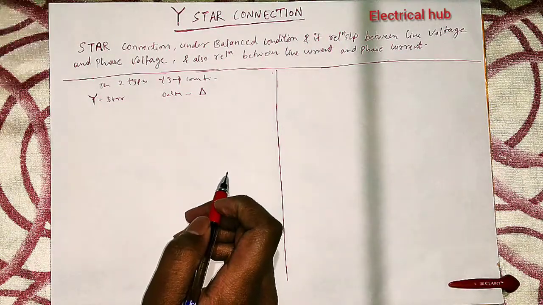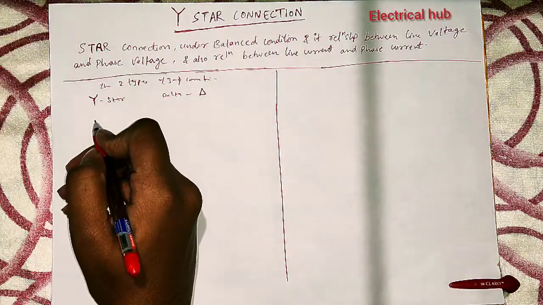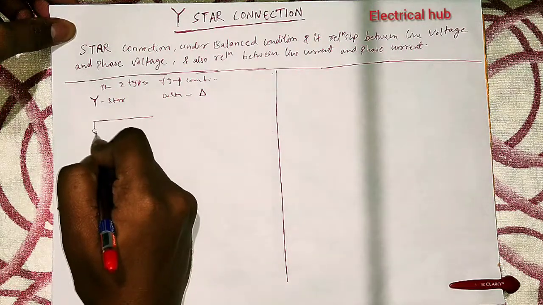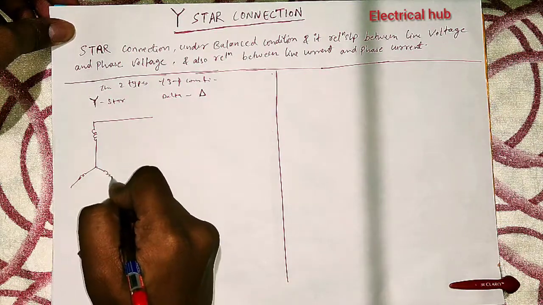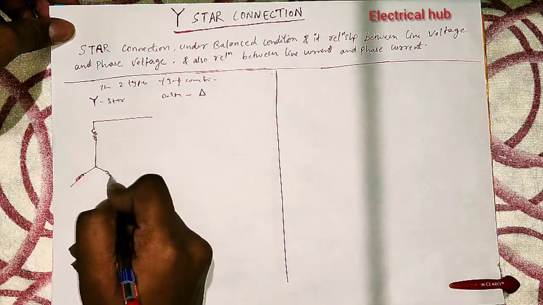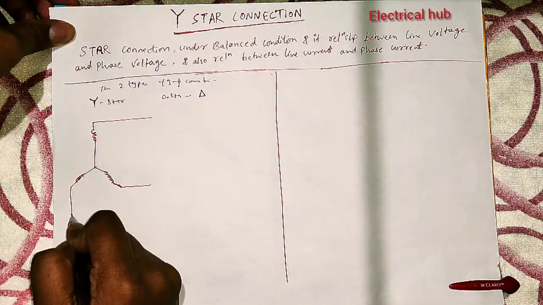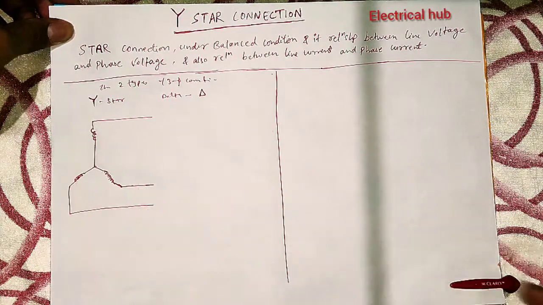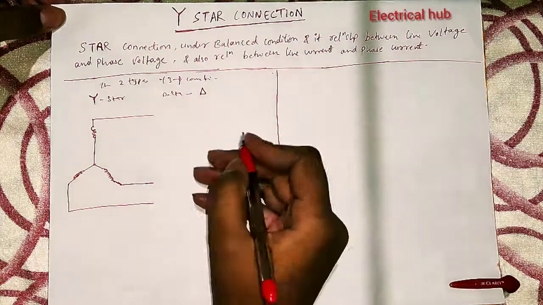So let's start, and here we have to draw a balanced star connected system first. So let's draw it. It will be like this. This is a winding, an inductance winding. This is also a winding. This is a three phase inductance winding, which will look like this. This diagram is not that neat, but it is a rough diagram and I hope you will understand it.